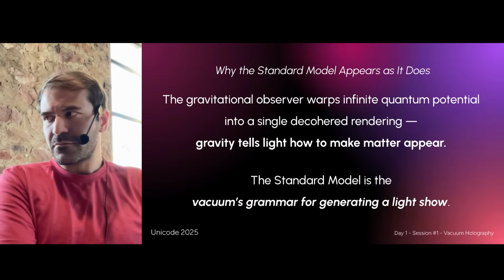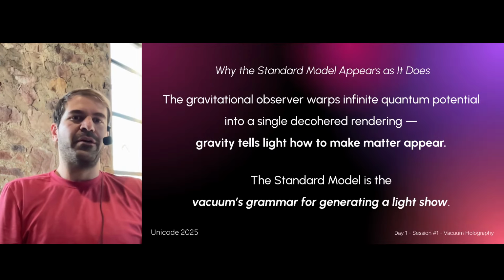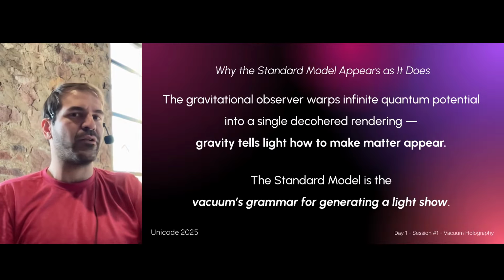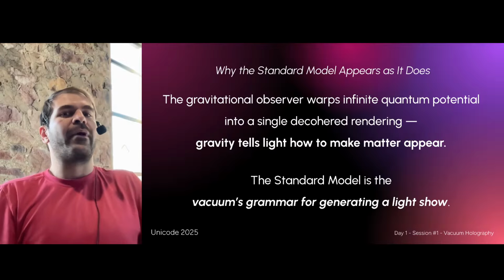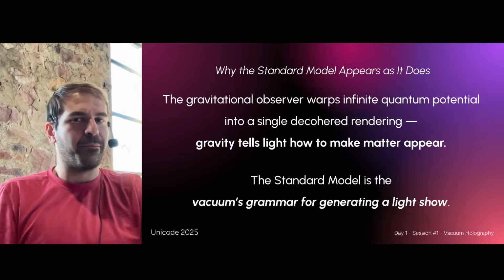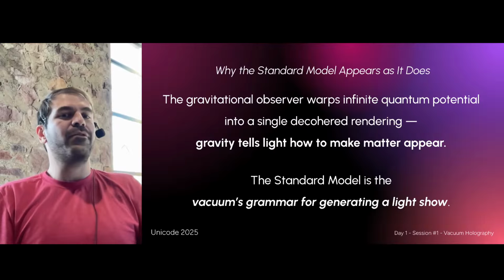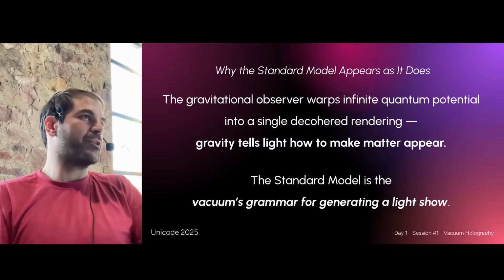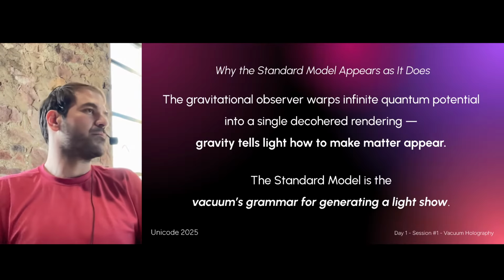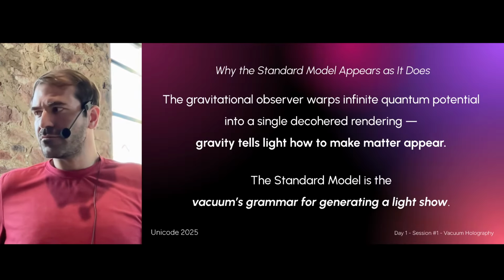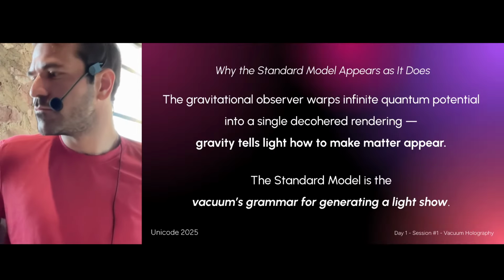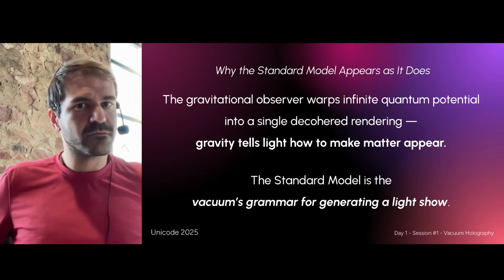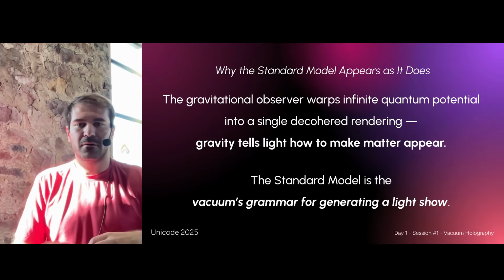Okay. So, more on why the standard model appears as it does. The gravitational observer warps infinite quantum potential into a single decohered rendering. Gravity tells light how to make matter appear. The standard model is the vacuum's grammar for generating a light show. Let that one land.